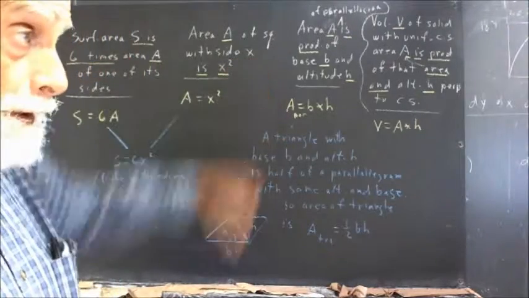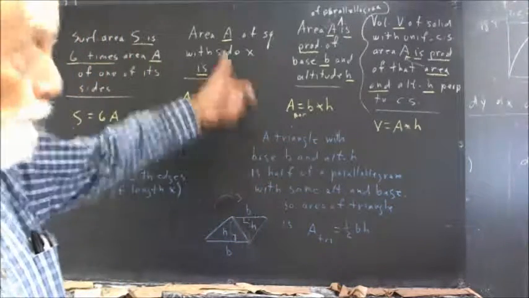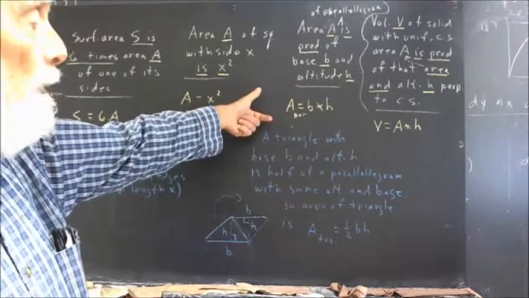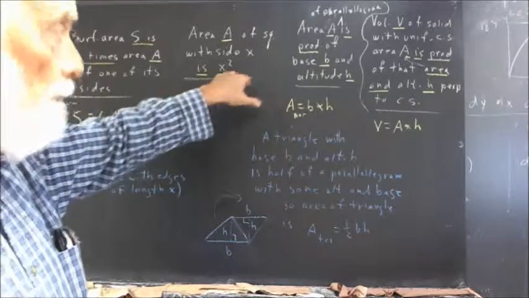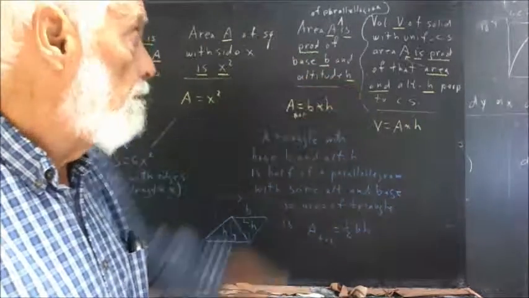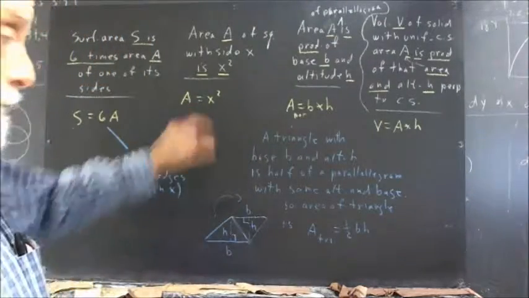Now the area of a parallelogram comes from something else. We can reconstruct any parallelogram into a rectangle having dimensions equal to the base and the altitude of the parallelogram. I haven't shown that here.